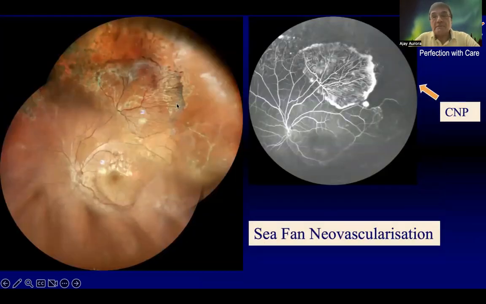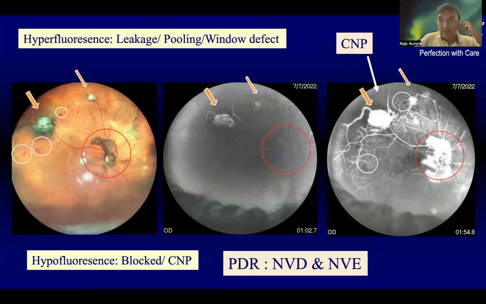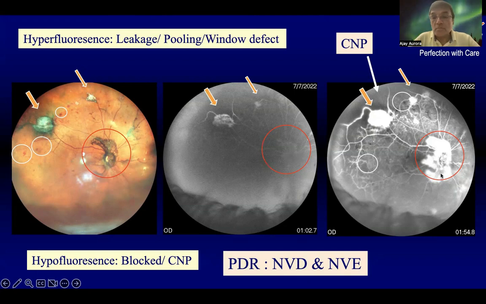So this is a case of a sea-fan neovascularization. You can see the hyperfluorescence because of the sea-fan neovascularization. Now, this is a little complex slide, but it shows that you have NVD, and this gradually starts leaking, and you can see the leakage is much more at a subsequent time. If we go to the periphery, you will suspect these two lesions as hyperfluorescent, and you can correlate these lesions by the angiography as well as clinical photography.